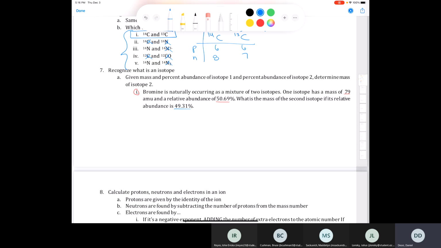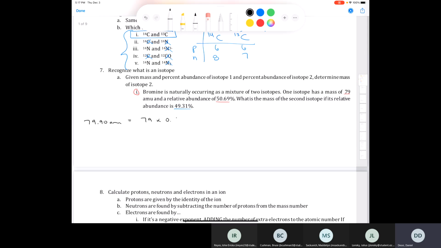49.31%? Well, if you look in the periodic table, the mass, or the molar mass given for bromine is 79.90. So I'm going to write that down, 79.90 AMU. But remember, that's a weighted average of the 2 isotopes. So how would we set this up? Well, we know that the first isotope has a mass of 79 and it has a relative abundance of 50.69%. I'm going to divide that by 100 to make it a fraction out of 1.